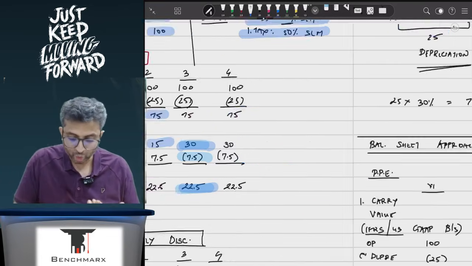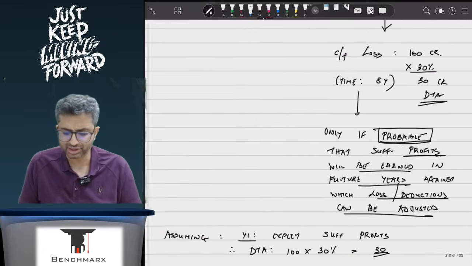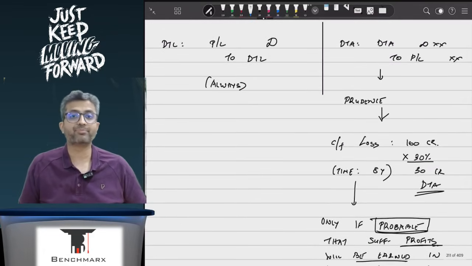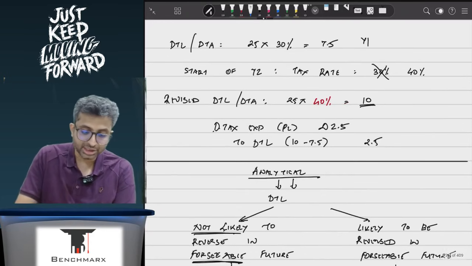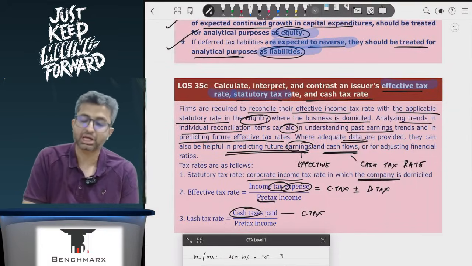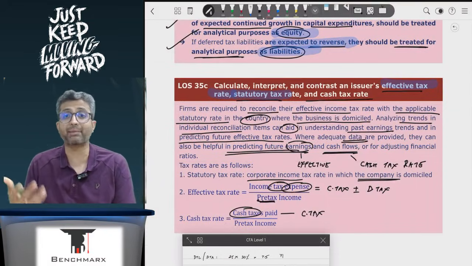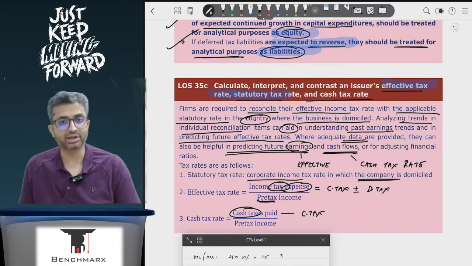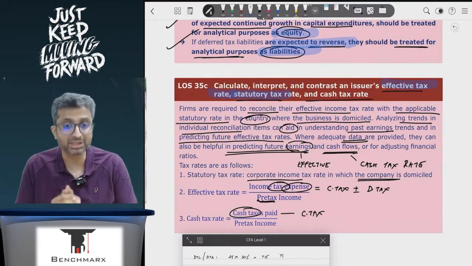A reason for those differences can very possibly be permanent differences. Other than that, another reason for those differences can also be that different incomes can be taxed at different rates. Now, there may be one statutory tax rate in India, that is 30%. However, you might be earning certain capital gains incomes which are taxed at 10%, other incomes which are taxed at 30%, and hence your effective tax rate might be slightly different.